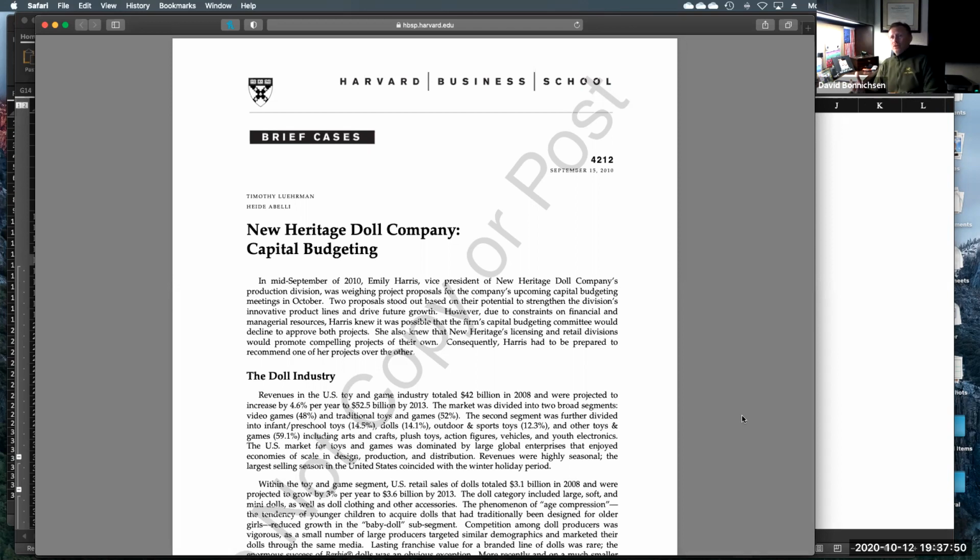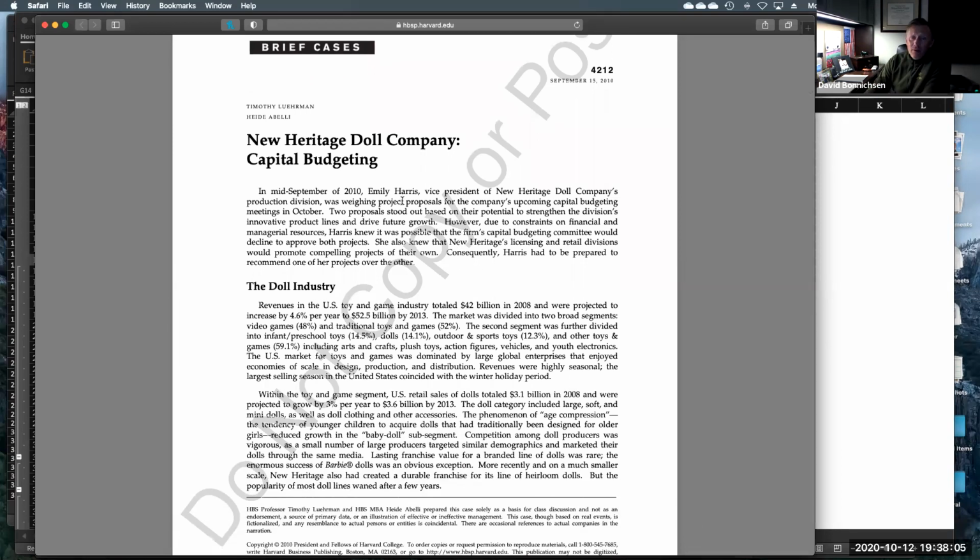And this company, the New Heritage Doll Company, I know this case looks old, it's like 10 years old, but it's still 100% relevant to everything that we're doing today, right? So we have this lady, Emily Harris. I'm sure she's a very nice lady. She's the vice president of the production division, and she's being faced with a decision. She's got 2 projects that she's looking at spending capital money on, and it's your job to go in and figure out which project she should do and why.